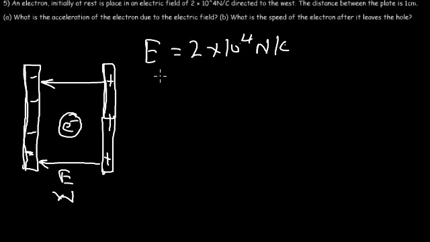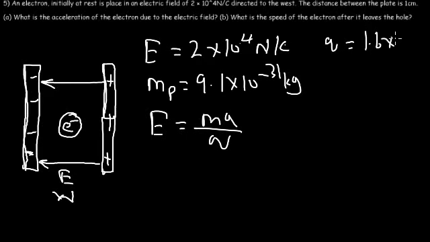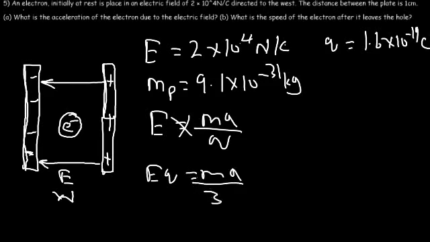So the next thing we need to do is write out the mass of an electron. Earlier we said the mass of an electron is 9.1 times 10 to the power of negative 31 kilograms. Now we can find the acceleration of the electron using this formula: E equals ma over q, since the charge of an electron is 1.6 times 10 to the power of negative 19 coulombs. So we have everything we need to solve for a in this problem. Now, I'm just going to solve for a by cross multiplying. Then I'm going to have E times q equals ma. And I'm going to divide both sides by m.